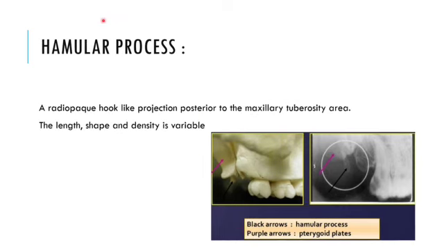So next is the hamular process. Hamular process is a radiopaque hook-like projection posterior to the maxillary tuberosity. So this is the maxillary tuberosity and this is the hamular process. The length, shape and density are variable for different individuals. So this hamular process would be seen in a maxillary third molar projection, and when we sometimes keep the radiograph very posteriorly while exposing, it may cover the pterygoid plates as well as the hamular process.